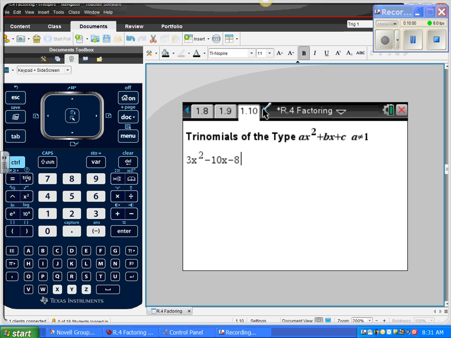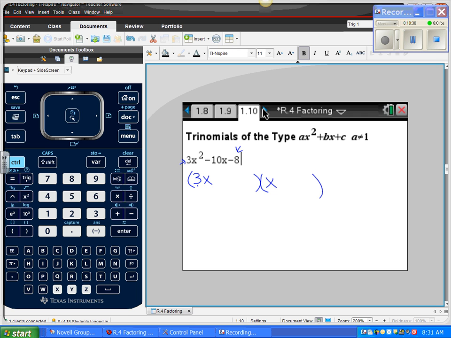Well, this should be jumping out at me: 3. We know 3 is a prime number. There's only 2 numbers that multiply to get 3, and that's 3 and 1, right? So that piece should be very simple for me. I know it's going to be 3x and x, okay? My other concern is this 8. I'm looking for factors of 8. Now, we can't use that same rule, multiply to be 8, add to be 10. That's not going to work, okay? Because we have that coefficient of 3 out front.